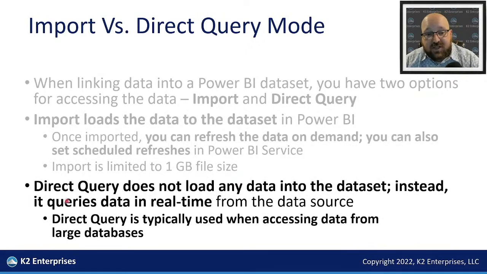Your other option is direct query. The big difference here is that the data is queried on demand. So anytime things get updated or refreshed, it goes and grabs the most recent copy, and so it's always in real time. This is really useful when we're working with large data sets because it allows you to get only the data that you need. You don't have to copy the entire data set in. It's actually more efficient than the import method in that way.